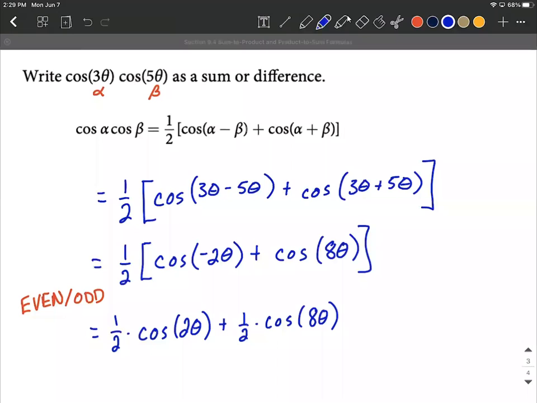So good luck as you're working with product to sum formulas and getting used to these. Identify alpha and beta. Good luck.